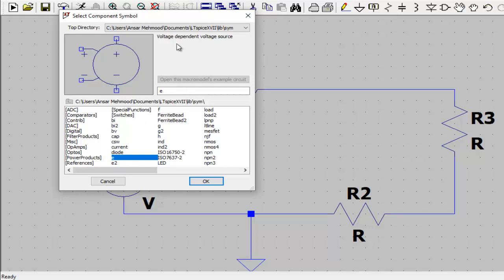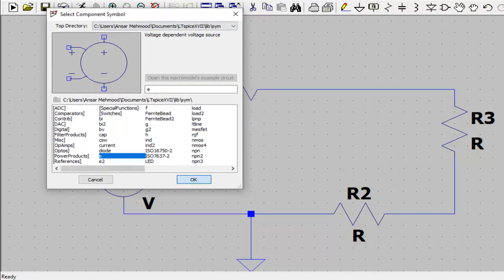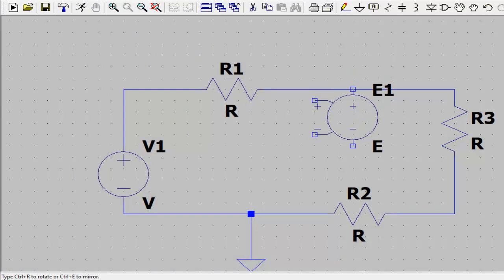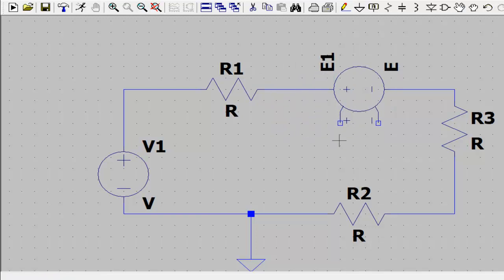So I choose E, and we can see the label, it is voltage dependent voltage source, so it is our case. And what we have to do, we have to place it like this, because we can see the polarity in the circular sign. We see that +1, this is our main polarity, and these two terminals are for those terminals on which it is dependent. For example, in our case, this is dependent on R3, the voltage across R3, so we simply connect it with R.